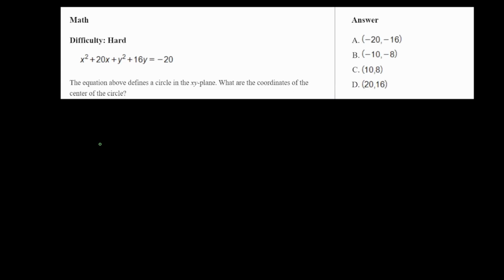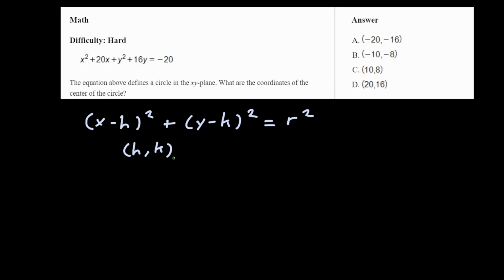This question wants us to find the coordinates of the center of the circle, which is defined in the xy plane above. So we have x squared plus 20x plus y squared plus 6y equals negative 20. And we know our equation for a circle is (x minus h) squared plus (y minus k) squared equals r squared, where the center of the circle is h comma k. So we need to somehow manipulate the equation it gave us into this form. And we can do this using completing the square.